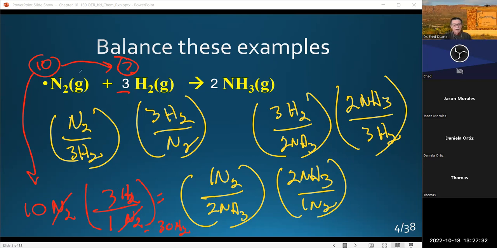And I can do that. You know, I used hydrogen, but I could have easily gone for, if I start off with 10 nitrogens, how many ammonias do I need? Okay, which would be 20. Okay, because then I would use the relationship between the nitrogen and ammonia, which would be this one right here.